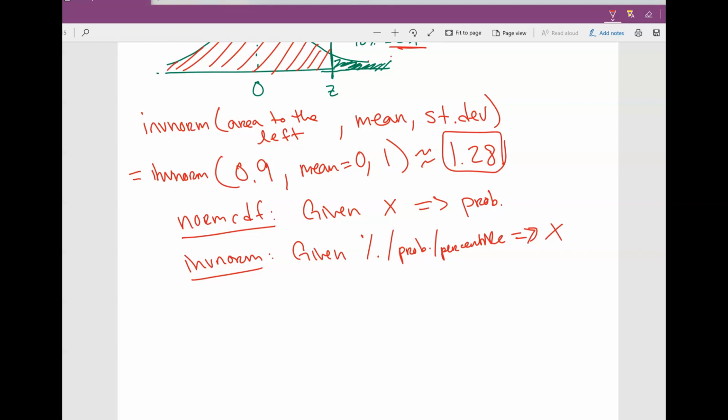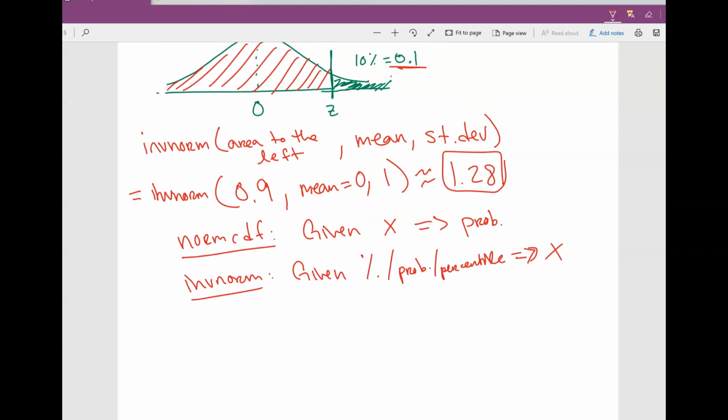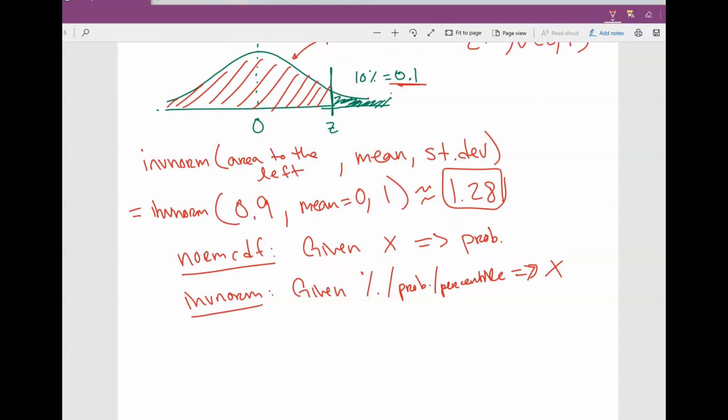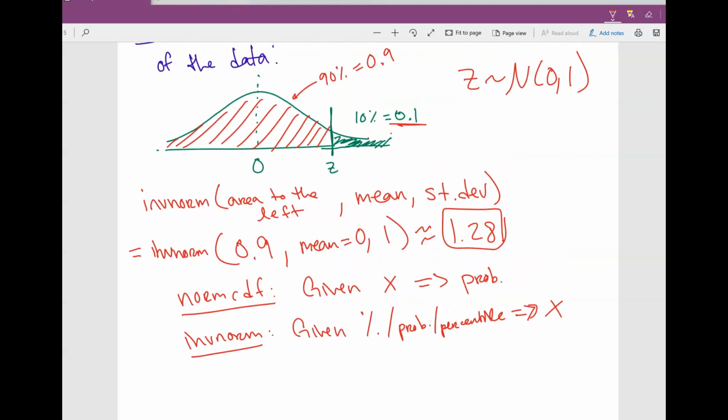In the next video, we're going to do more problems with the normal distribution, because so far we've just been dealing with a mean of 0 and a standard deviation of 1, but they're not always going to be 0 and 1. It's always going to be something different. So we're going to work with more word problems that deal with that, and also using normal CDF and inverse normal.